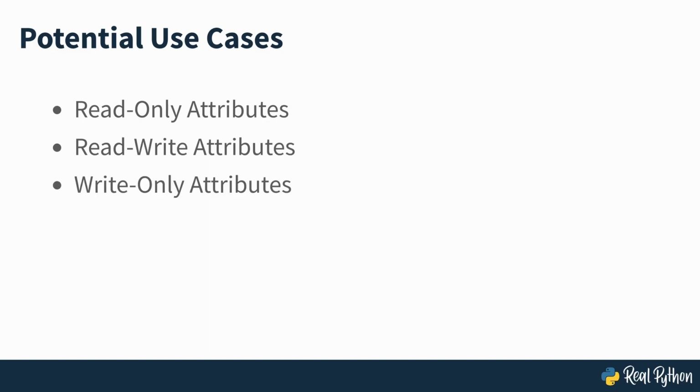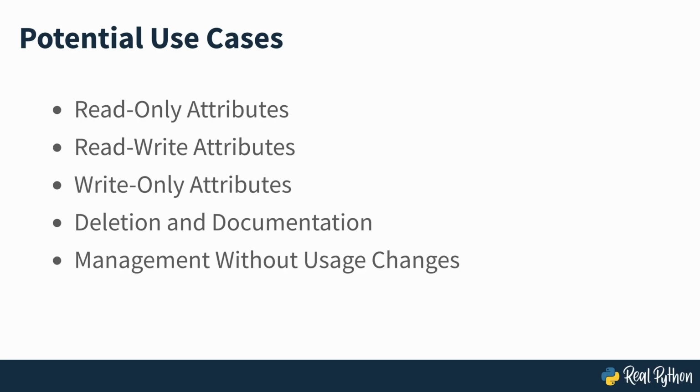Python's properties have a lot of potential use cases. For example, you can use properties to create read-only, read-write, and write-only attributes in an elegant and straightforward manner. Properties allow you to delete and document the underlying attributes and more. More importantly, properties allow you to make regular attributes behave like managed attributes with attached behavior without changing the way that you work with them.